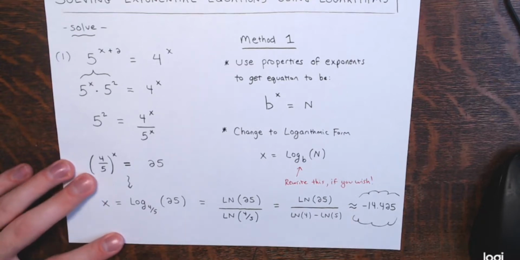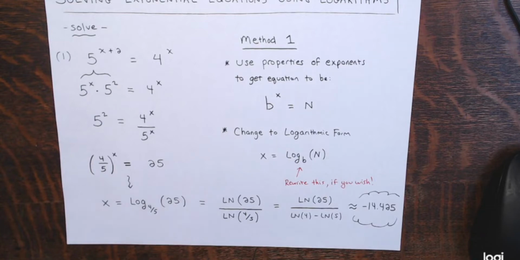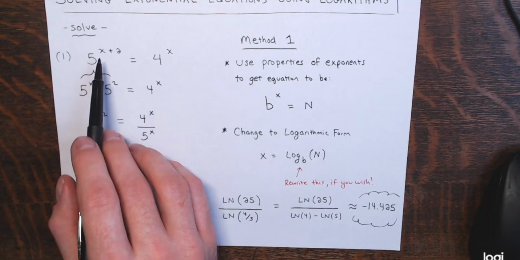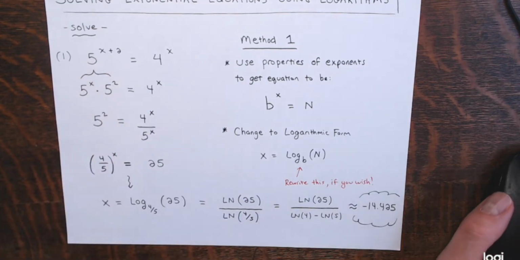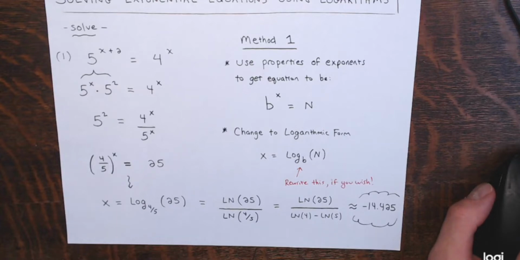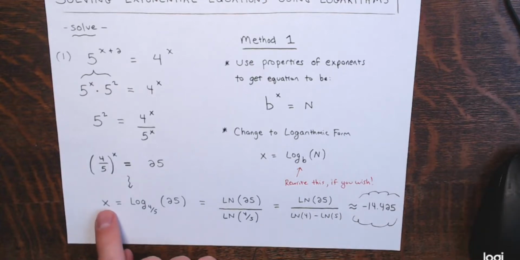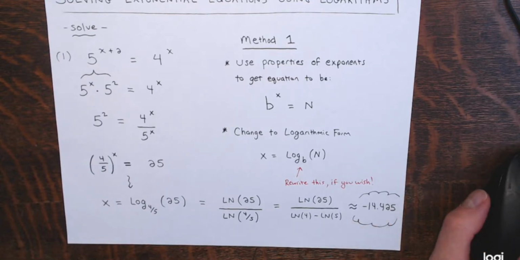Alright, and that was method 1. I personally like it because it feels like a lot less writing to me than the other method. You'll see in a second when I go through the other method. But now if you want to double check this, you can plug it in, see if it works, or you can do that thing with the graphing where you graph both sides as a function and see where they meet. And the x value of where they meet should be this negative 14.425. Let's see that.